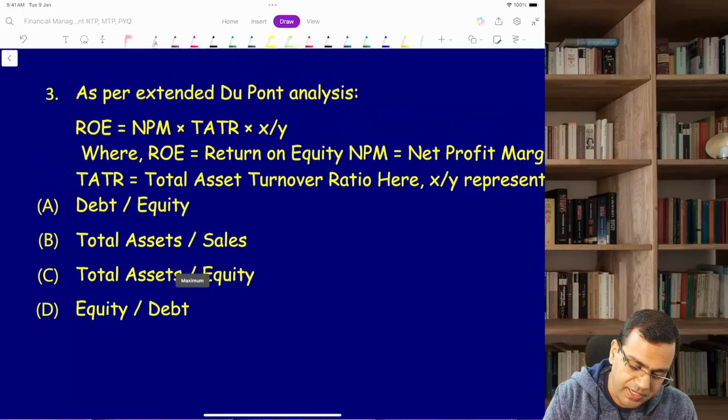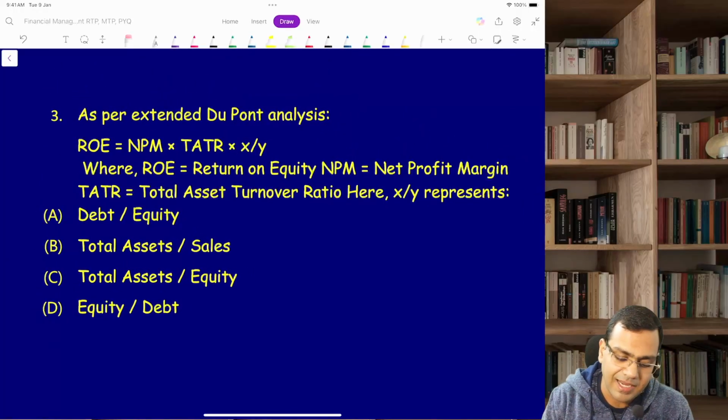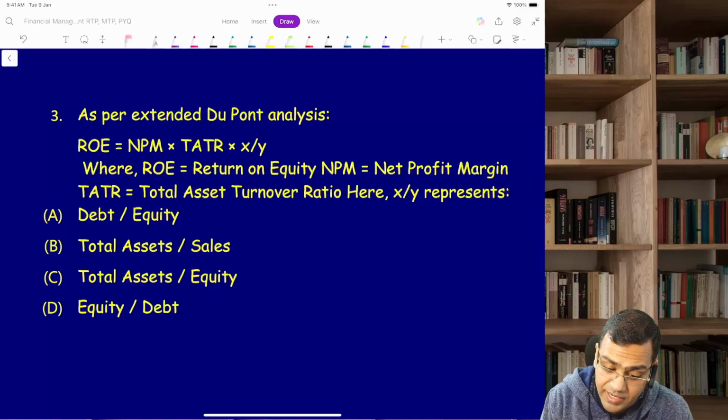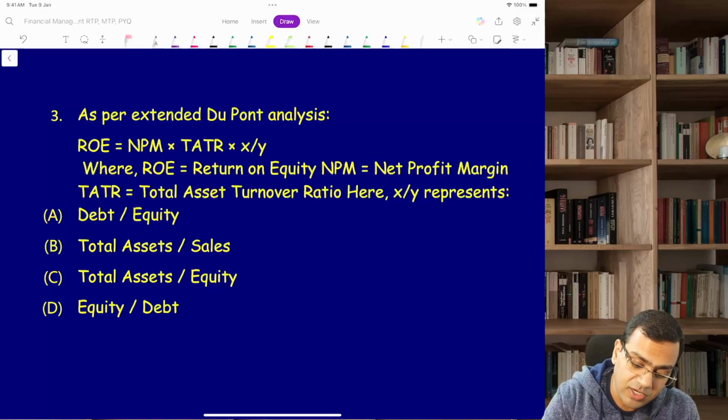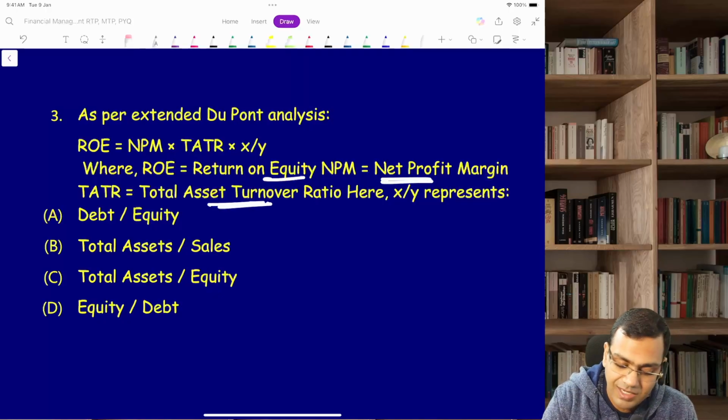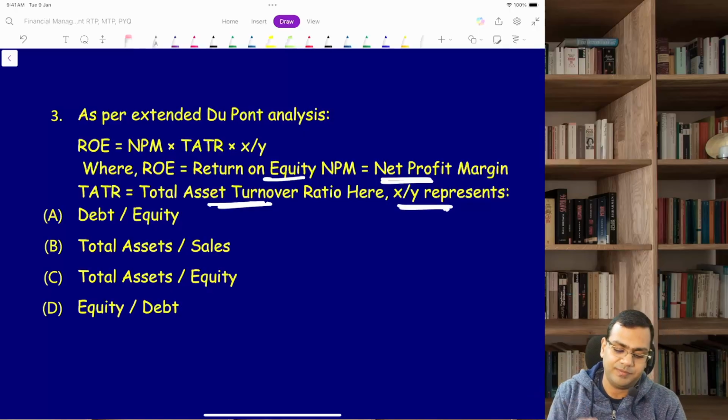Let's come to the third one. As per the extended DuPont analysis, return on equity is equal to NPM, that is the net profit margin, multiplied by the total asset turnover ratio, multiplied by X by Y, where ROE is return on equity, NPM is net profit margin, and the TATR is total asset turnover ratio. Correct. Here X by Y represents what?